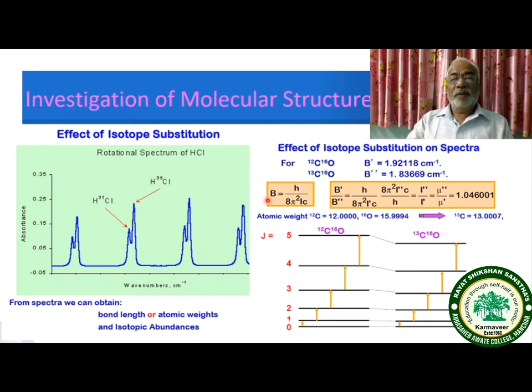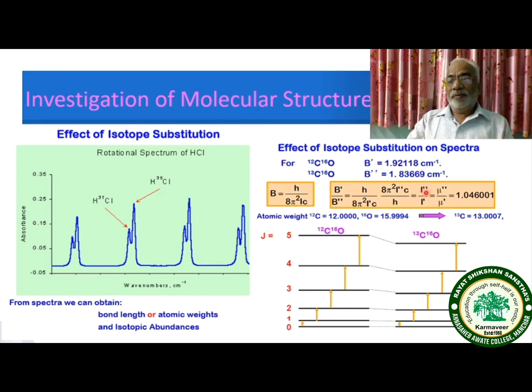Now, from this equation, we can write it for the two compounds, one normal and another isotopically substituted. Same equation. For B prime, it is represented here. For B double prime, it is represented here. The ratio is taken. h is constant, gets cancelled. c is constant, gets cancelled. 8 pi square is constant, gets cancelled. Only remaining is I double prime upon I prime.